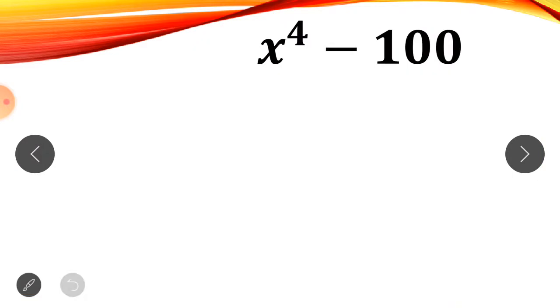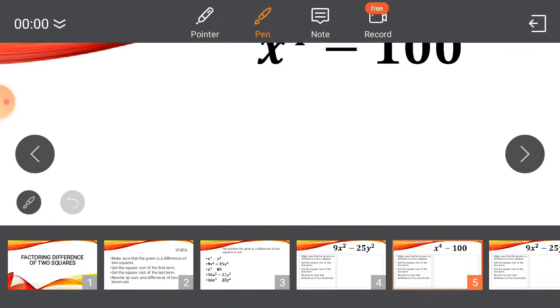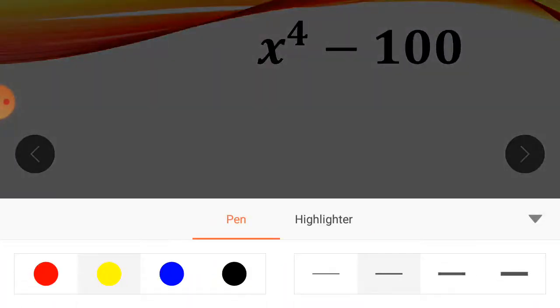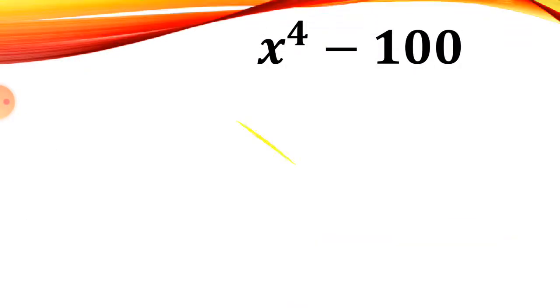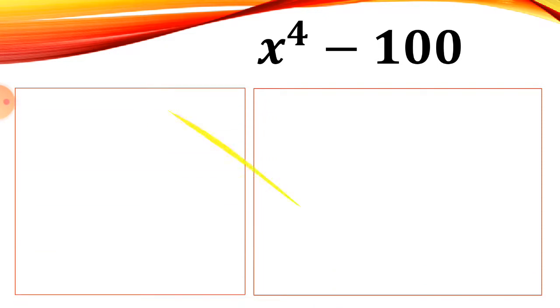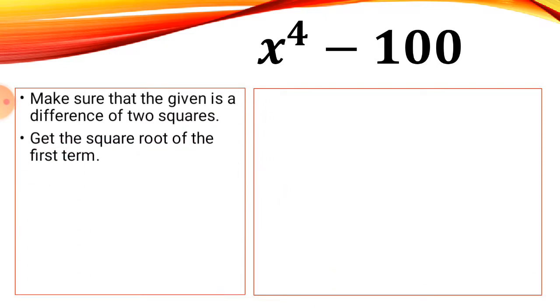So let's have another example, this one. So we have x raised to 4 minus 100. So make sure that the given is a difference of two squares. The exponent of the first term is 4, which is an even number, therefore it has a square root. And the square root of x raised to 4 is x squared. The last term, 100, the square root of 100 is 10 because 10 times 10, 100. And the middle sign is minus.